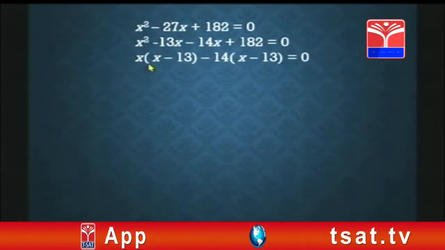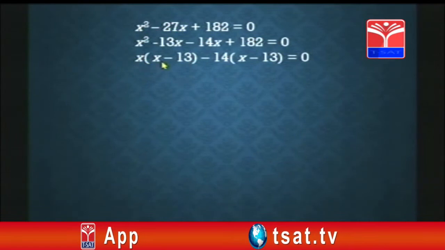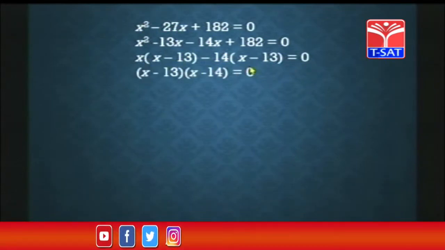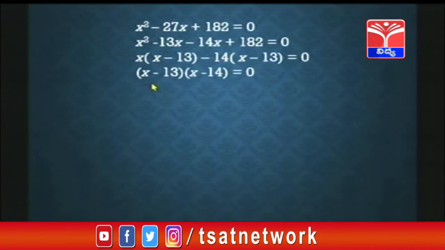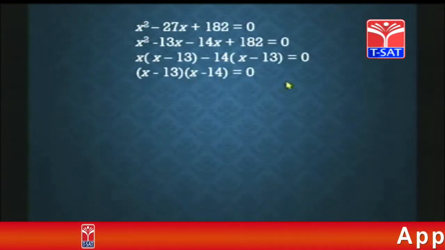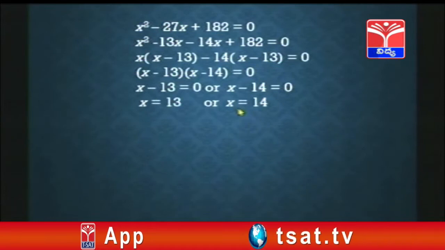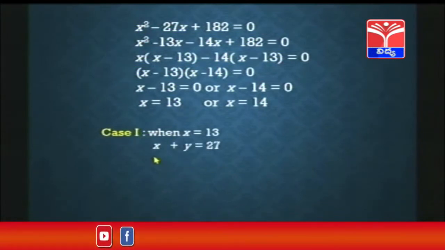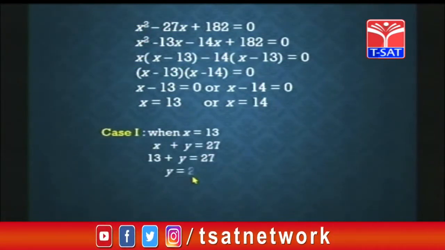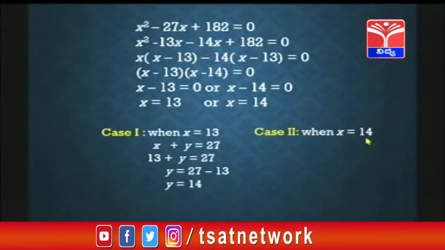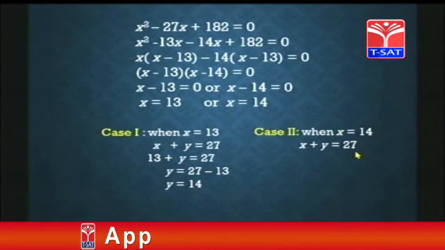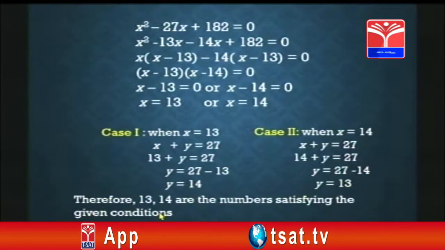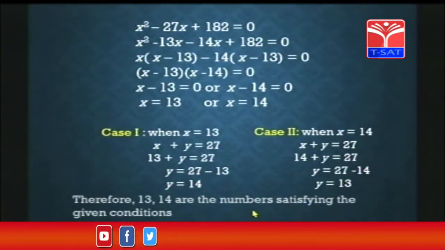So, when I take common and write the terms, I get x into x minus 13 minus 14 into x minus 13 is equal to 0. Since x minus 13 is common in both the terms, I take it as common and write it as x minus 13 into x minus 14 is equal to 0. So, I get x value as 13 or x value as 14. Now, here I get two cases. When x is 13, then since x plus y is equal to 27, my y value comes out to be 14. And in case 2, when x is 14 and x plus y is equal to 27, my y value comes out to be 13. Therefore, 13 and 14 are the numbers satisfying the given conditions.